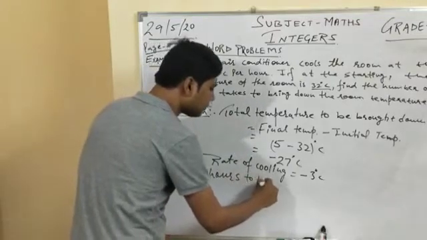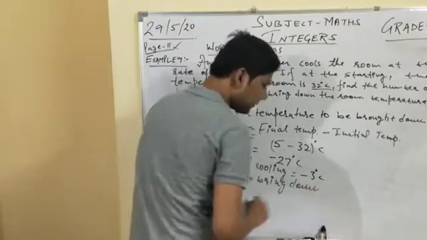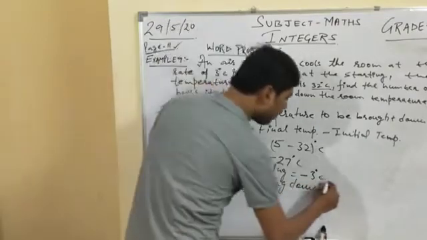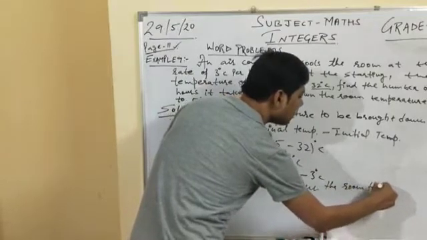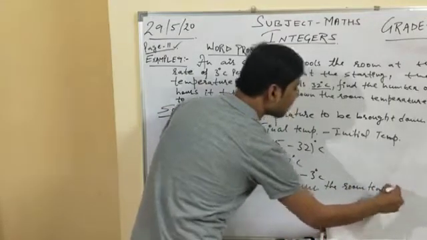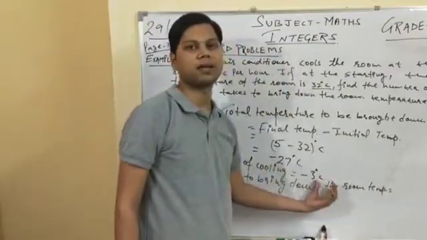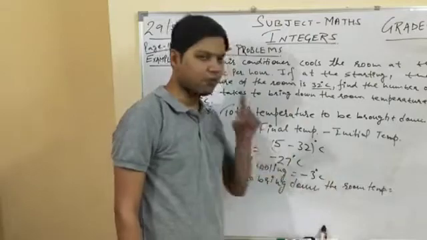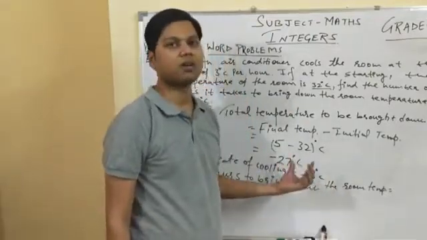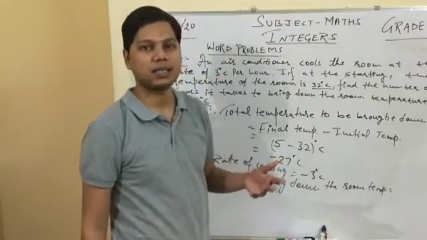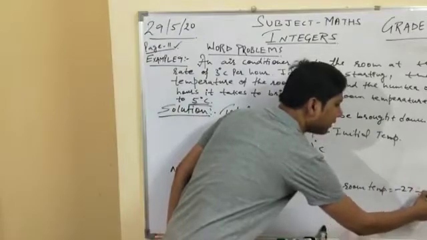number of hours to bring down the room temperature. Okay, so what we have to do, we have to divide minus 27 by minus 3 degrees Celsius. तो ये 1 आवर में 3 डिग्री सेल्सियस डिक्रीज करता है, तो 27 को डिक्रीज करने में हाउ मेनी आवर्स इट टेक्स? तो वी हैव टू डिवाइड minus 27 divided by minus 3.